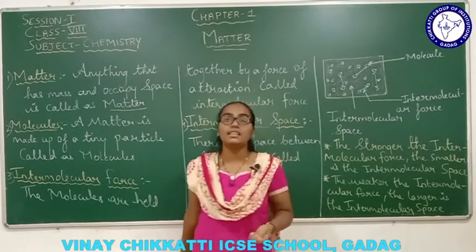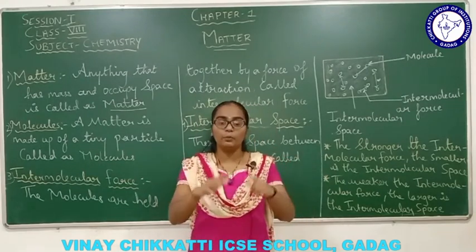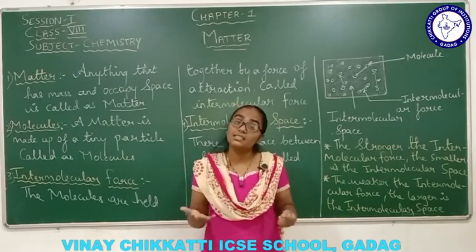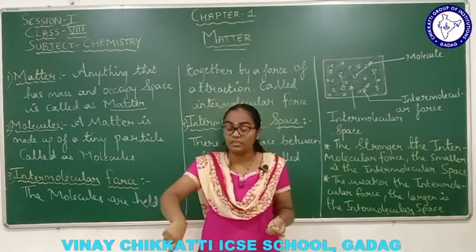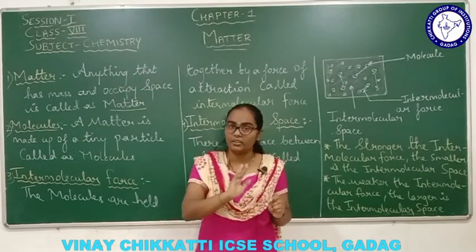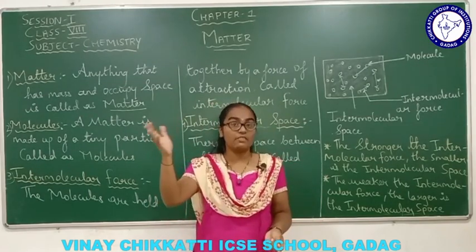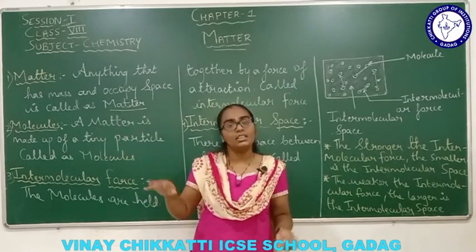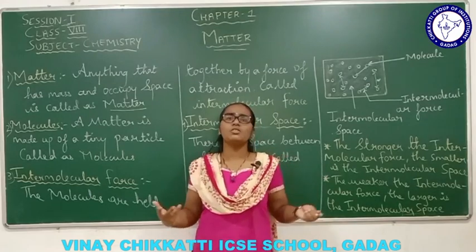For example, let's take one bench, the very desk on which you are sitting. It has a mass, it can weigh a certain amount, and it is occupying space on the earth. That is a non-living thing. The bench, the desk, the tree, whichever it is, a tree is a living thing. So tree and human being are also considered to be matter. A human being is also made up of matter.